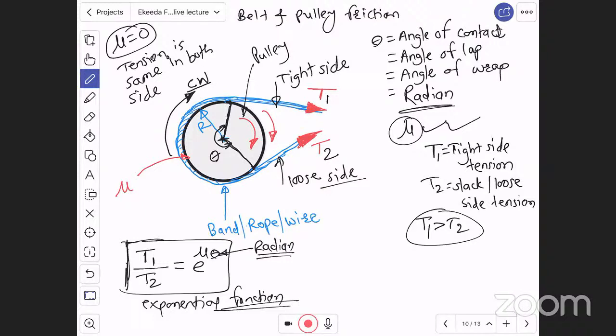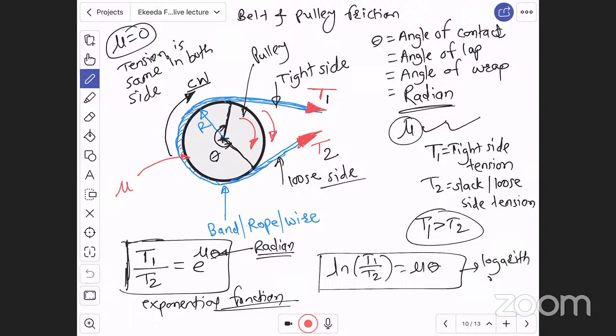Again, if I consider logarithm, consider ln on both sides. Therefore, can I write ln T1 divided by T2 is equal to mu theta. Therefore, the ratio of tight side and loose side is also called a logarithmic function. Therefore, the ratio of tight side and loose side is an exponential function as well as a logarithmic function. Right. Whatever is exponential is always logarithmic.